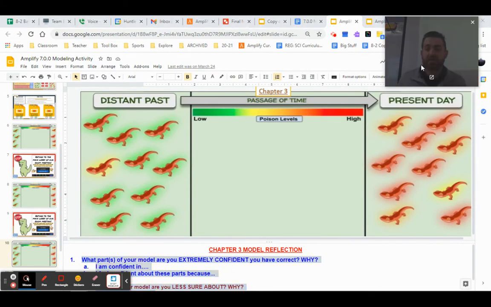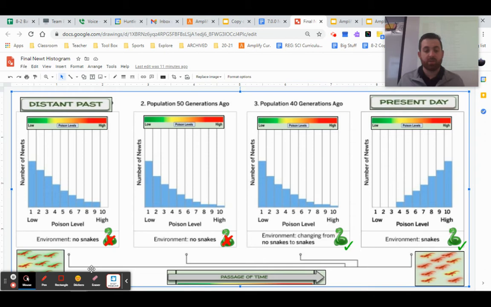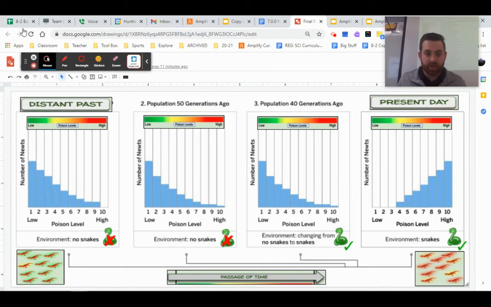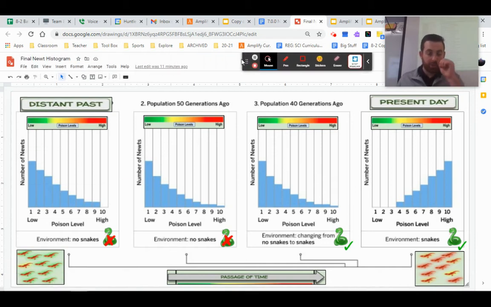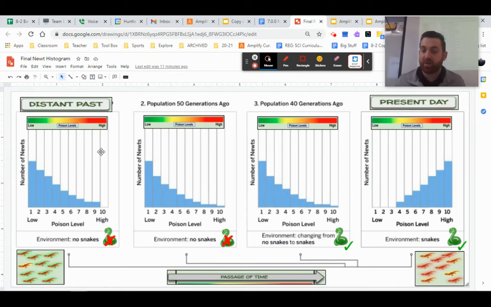And to do that, the first thing I would like to start looking at is this right here. So if you remember, folks, this was the histogram we looked at in an earlier chapter, and this histogram here, everybody, is going to help us make sense of what's going on with our newts. So if we look at this histogram here, this histogram represents our newts in our distant past. So what does that mean? That means this column right here in our model is represented by this histogram here on the very far left. This is our distant past population.